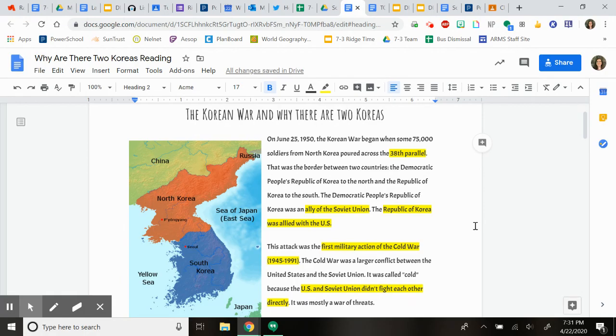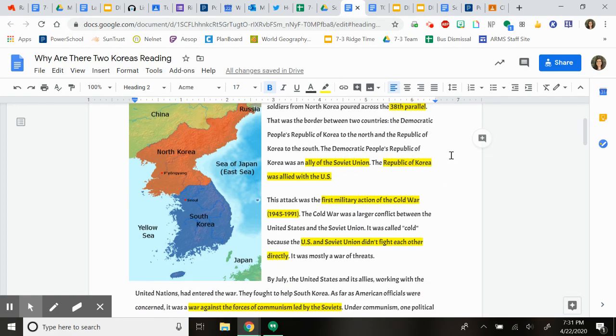Today we're going to read a passage about the Korean War and why there are two Koreas. On June 25, 1950, the Korean War began when some 75,000 soldiers from North Korea poured across the 38th parallel. That was the border between two countries, the Democratic People's Republic of Korea to the north and the Republic of Korea to the south. The Democratic People's Republic of Korea was an ally of the Soviet Union. The Republic of Korea was allied with the United States.